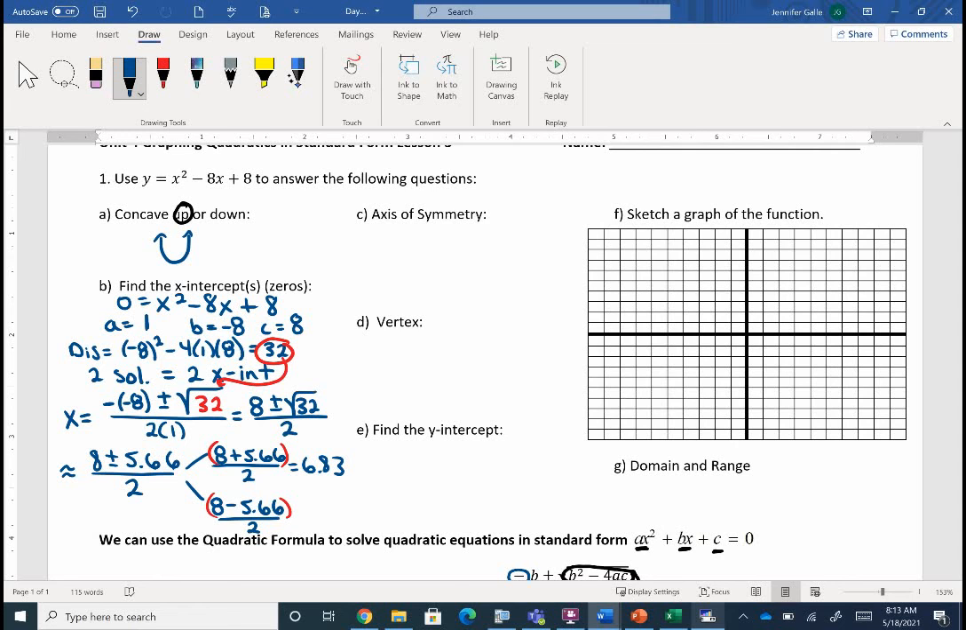Then for the subtraction, 8 minus 5.66, get that answer, then divide by 2, and we have 1.17. So those are our two X-intercepts. If you want to write them as ordered pairs, you can. I know some of us are probably running out of space there, but those are our X-intercepts.